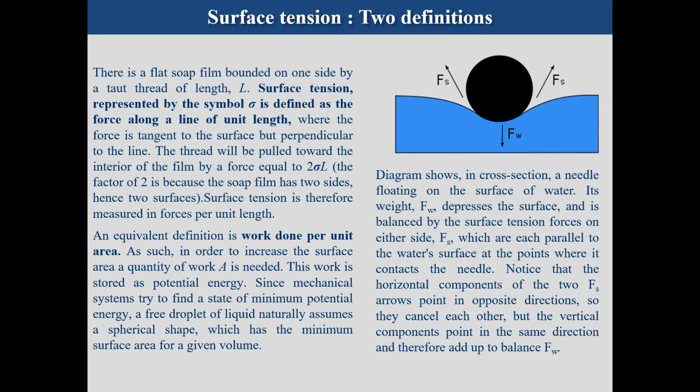An equivalent definition is work done per unit area. As such, in order to increase the surface area, a quantity of work, say A, is needed. This work is stored as potential energy. Since mechanical systems try to find a state of minimum potential energy, a free droplet of liquid naturally assumes a spherical shape, which has the minimum surface area for a given volume.